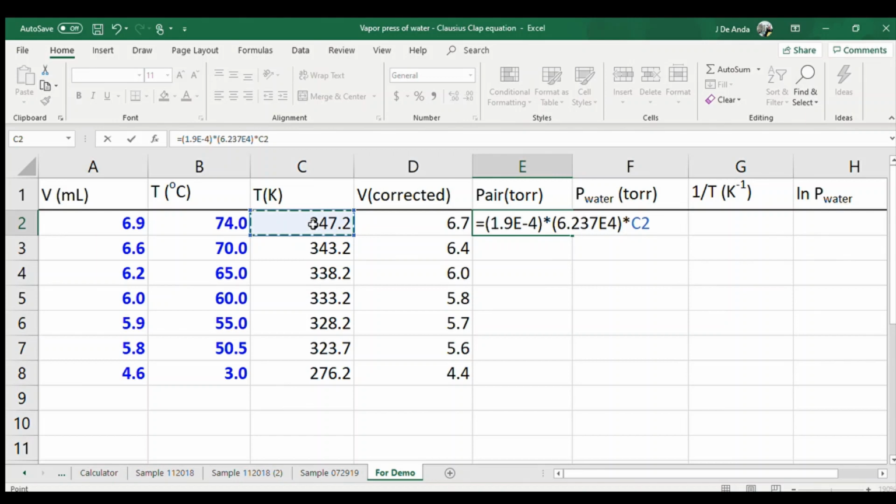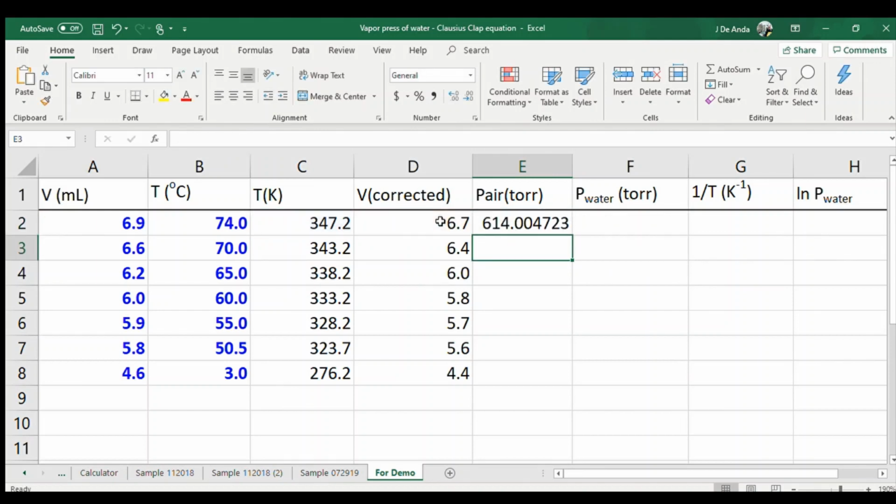And now we're going to divide all of that by the volume. Don't forget, we are using the corrected volume here, which would be 6.7. Now that we have all the functions in place, if we have not made any mistakes, if we click enter, it should give us a result. And there it is.